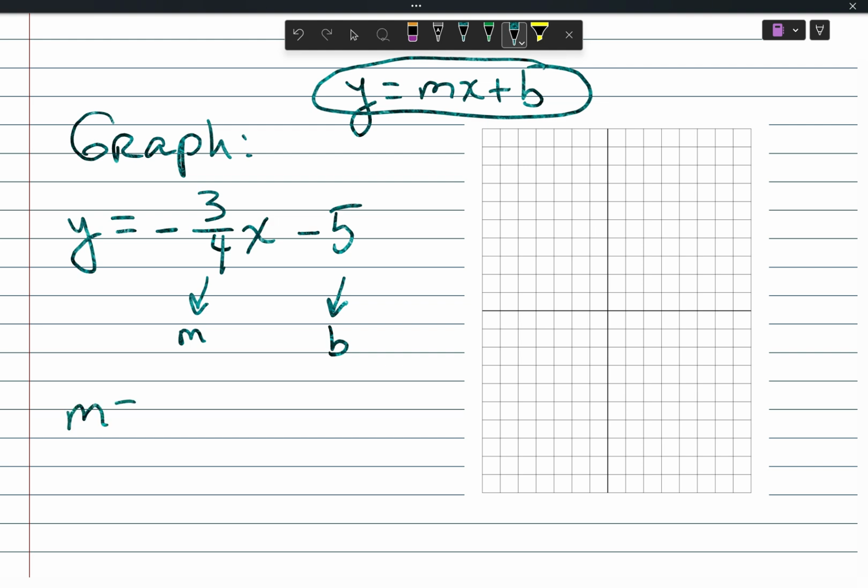So our slope is negative 3/4 x. You see how the negative sign is right next to the fraction. It's not really in the numerator or the denominator, so it's up to you to choose where to put it. You can put it in the numerator or in the denominator, but not in both, and you'll still come up with the same answer.